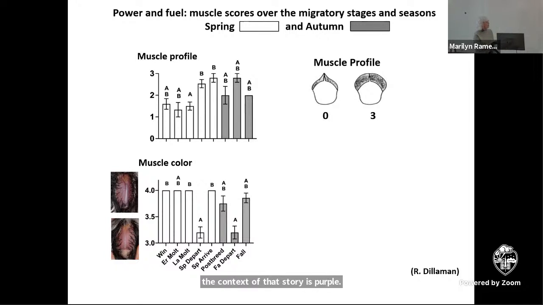Around the time of departure, it's pinked up a lot. It's the color of rosé. And so we're giving that a score of 3. And you can see that at the time of departure, our field data showed that yes, the scores dropped to 3, both in spring and in fall.